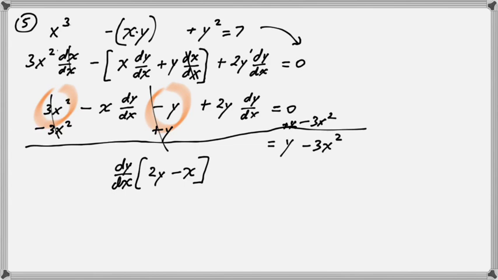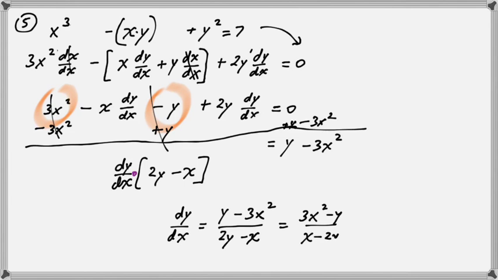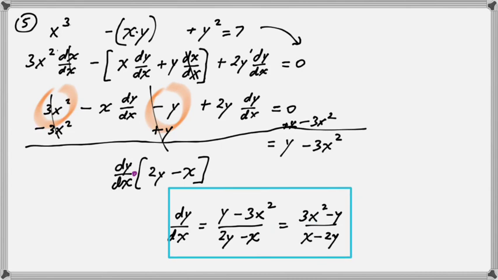And again, the opposite of multiplying here would be to divide. Remember, you're trying to get dy/dx by itself. So you have y minus 3x², and you're going to divide this by 2y minus x. Yes, there are other answers. It could be 3x² minus y over x minus 2y, depending upon which side you brought your dy/dx's to. If I left my dy/dx's on the left, I got this first answer. If you had moved your dy/dx's to the right, you might have gotten the second answer, but they are equivalent.